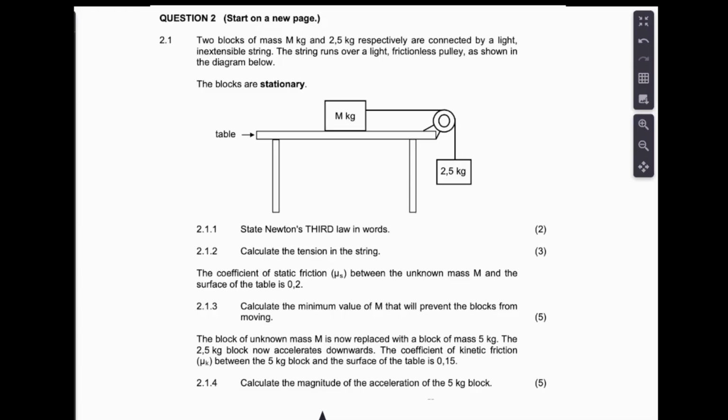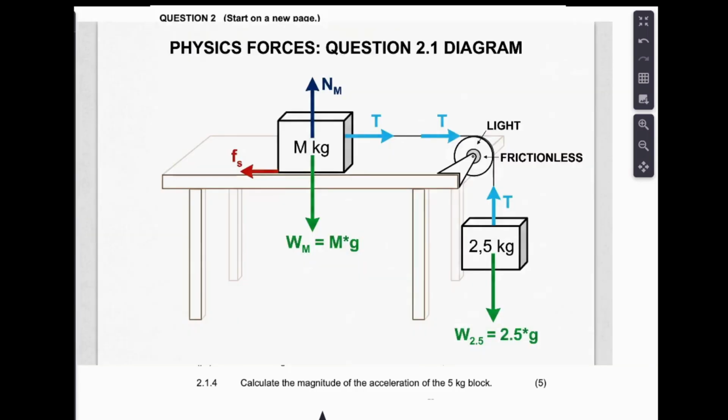Two blocks of mass m and 2.5 kilograms respectively are connected by a light inextensible string. The string runs over a light frictionless pulley as shown in the diagram below. Okay, so basically in the diagram, this is what's happening. Now, this is what you would see in your free body diagram, right?